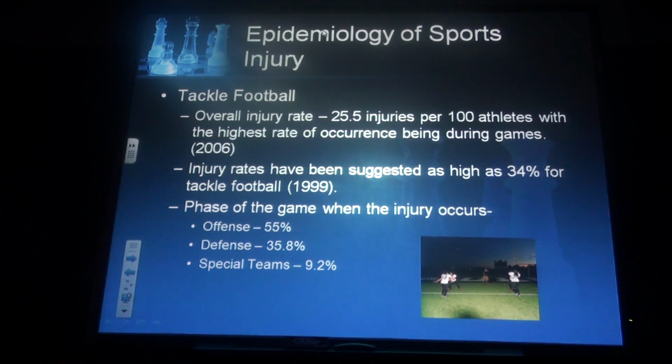Tackle football. Here you go. Overall injury rate is 25.5 injuries per 100 athletes, with the highest rate of occurrence being during games. Obviously, because there's more tackling and hitting and harder hitting in games. Okay, injury rates have been suggested as high as 34% for tackle football. So that was in 1999, where a study said it could be even higher than that. Phase of the game where the injury occurs: 55% are on offense, 35.8% on defense, 9.2% on special teams. So you see the majority of injuries in football happen on the offensive side of the ball.